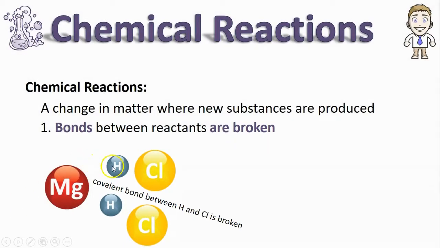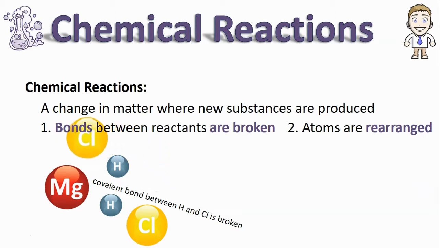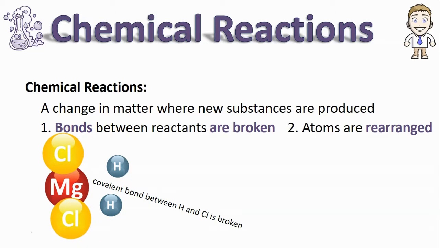In this case, hydrogen and chlorine are both nonmetals, so they were attached to each other with covalent bonds that we had to break. Once those bonds are broken, we can go to our next step, which is the atoms are now free to be rearranged. In this example, the chlorine atoms are going to change positions and instead attach to the magnesium. My two hydrogen atoms are going to change positions and attach to each other.